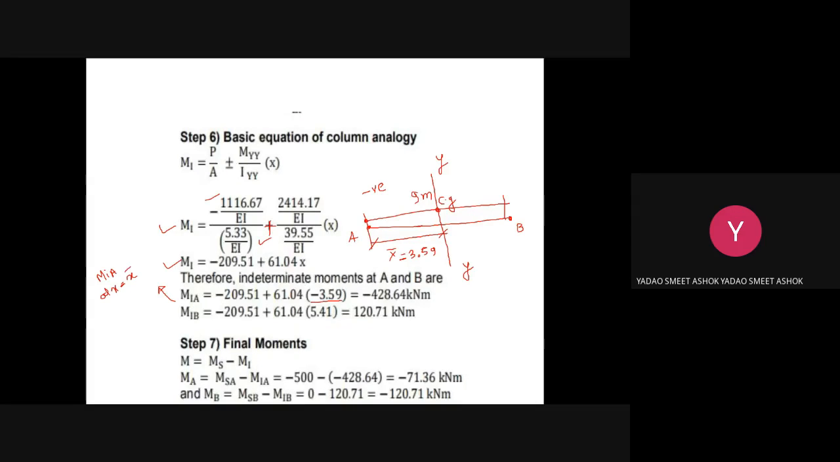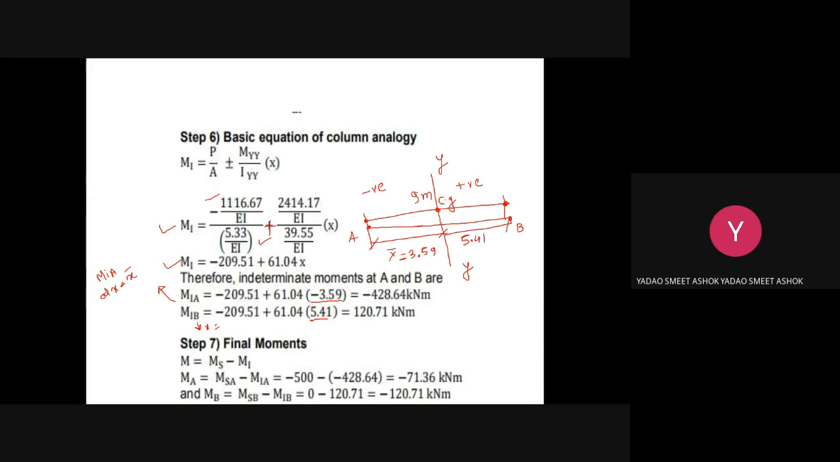And how will you get MIB at x is equal to here? For the total length of the beam of 9 meter, it is 9 minus 3.59. So you will get this distance, which is equal to 5.41. And as this point B is located to the right of this CG, with this sign convention we are using to put the value of x, the value of x will be 5.41.